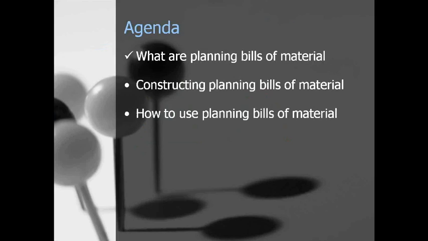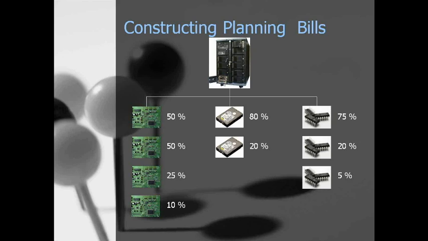Okay, so that's a brief definition of what planning bills of material are. Let's look at how we made a planning bill of material at Telecom Analysis Systems. Now, we start with the Model 1010, which is at the top of the screen, and then you can see there are 3 areas where we had planning bills of material tied to that end product.